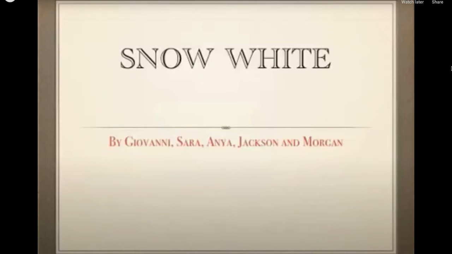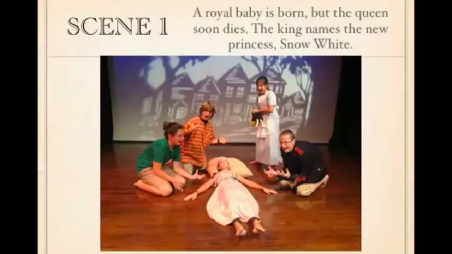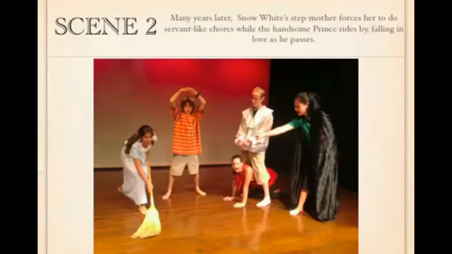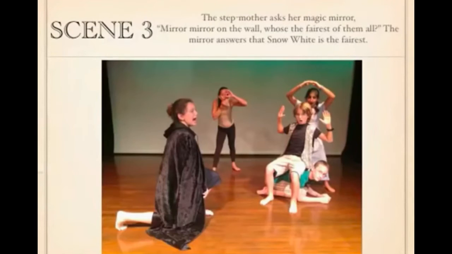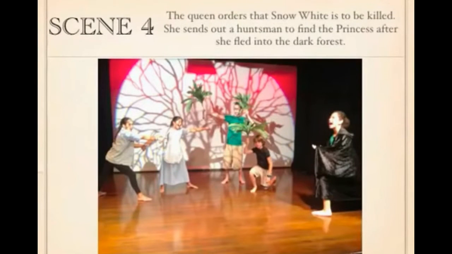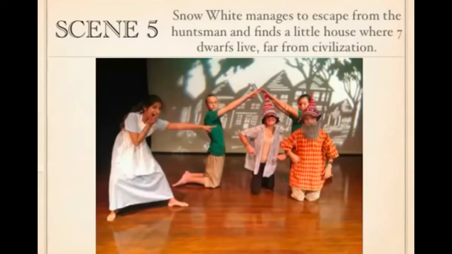Snow White by Giovanni, Sarah, Anya, Jackson, and Morgan. A royal baby is born, but the queen soon dies. The king names the new princess Snow White. Many years later, Snow White's stepmother forces her to do servant-like chores while the handsome prince rides by, falling in love as he passes. The stepmother asks her magic mirror, "Mirror, mirror on the wall, who's the fairest of them all?" The mirror answers that Snow White is the fairest. The queen orders that Snow White is to be killed. She sends out a huntsman to find the princess after she fled into the dark forest.